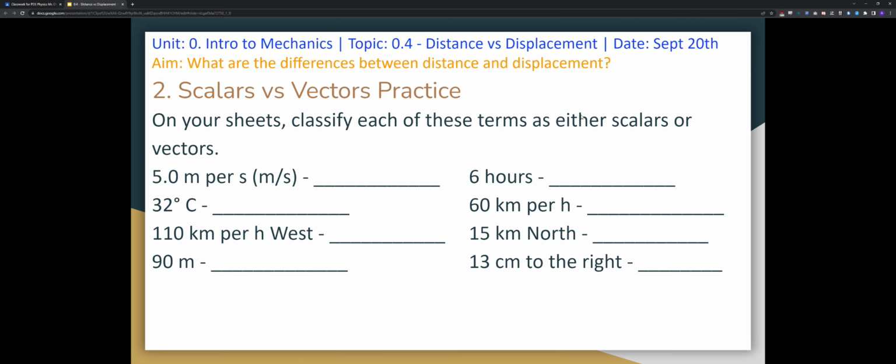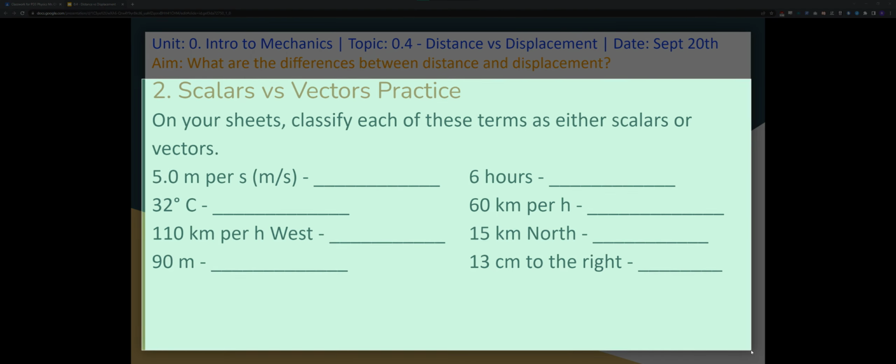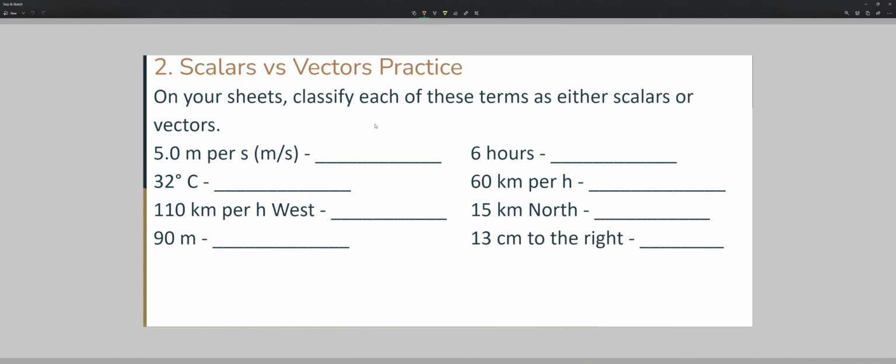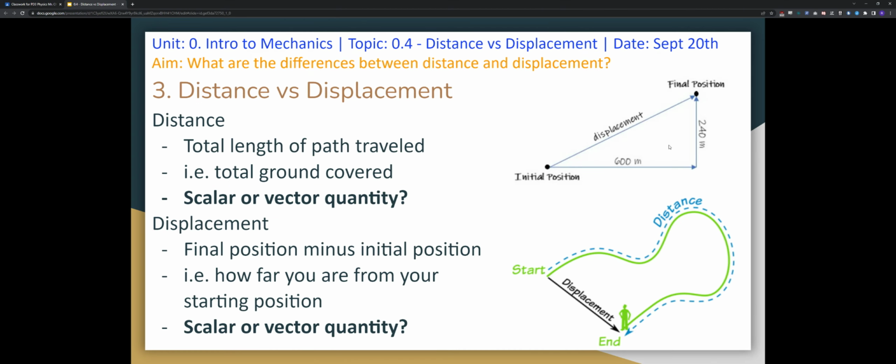Here you were asked to classify things as either scalar or vector. Scalars do not have direction, whereas vectors do. You'll see here that 5 meters per second is a scalar quantity. 32 degrees Celsius has no direction, it's a scalar. Here you see a direction, so that's a vector. Here, no direction, scalar, and you can pretty much guess the rest. This has direction, that's a vector. This has direction, vector.